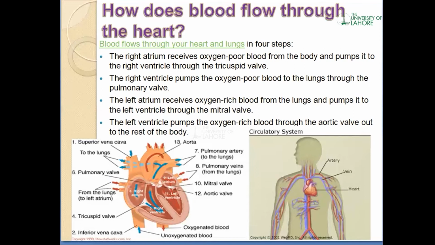The right atrium receives deoxygenated blood, which is pumped to the right ventricle through the tricuspid valve. Then the right ventricle pumps the oxygen-poor blood to the lungs through the pulmonary valve. The left atrium receives oxygen-rich blood from the lungs and pumps it to the left ventricle through the mitral valve, which is also called the bicuspid valve. The left ventricle pumps the oxygen-rich blood through the aortic valve and out to the rest of the body.